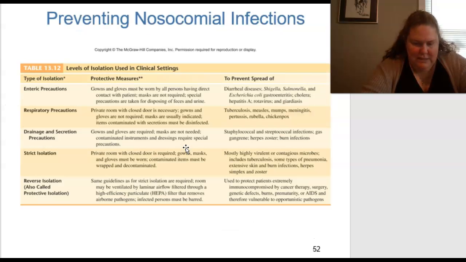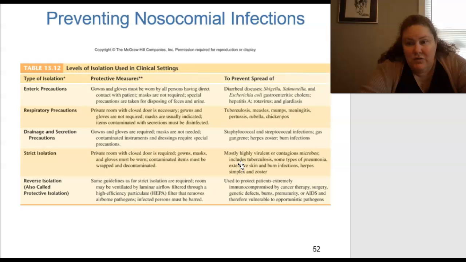So how can we prevent these? This is in my book, figure 13.11, and these are the levels of isolation used in clinical settings. Basically, enteric precautions are gown up and glove up. Respiratory precautions would be a private room with a closed door. Drainage and secretion precautions are glove up and gown up. Strict isolation is a private room. Then reverse isolation, which is also called protective isolation, follows the same guidelines as strict isolation, and you also have to have HEPA airflow. This is what can prevent the spreading of infection.